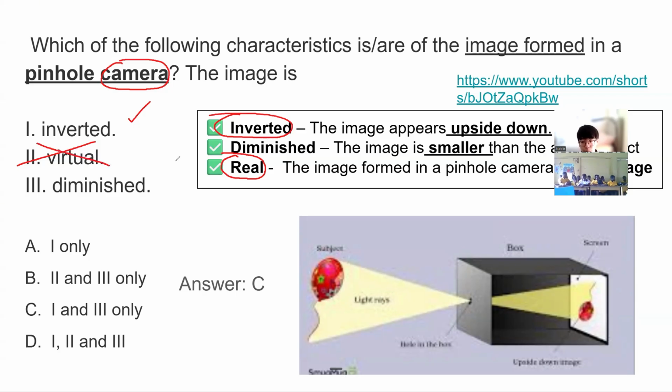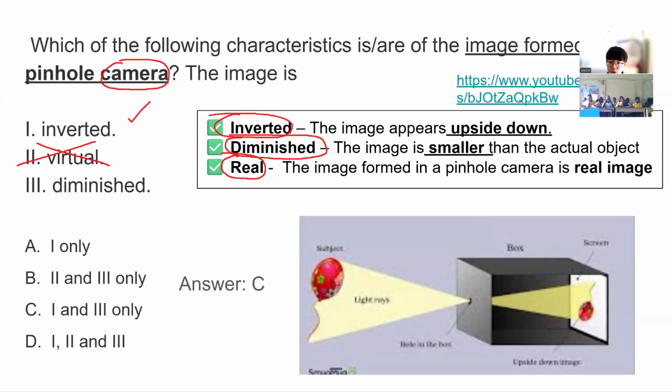What else do we know about pinhole cameras? Pinhole cameras form diminished images. That means that the image produced is smaller than the actual object. So we can also check this one. So the answer has to be 1 and 3, so it has to be C. This is just introducing some of the properties of a camera, and in this case specifically the pinhole camera.